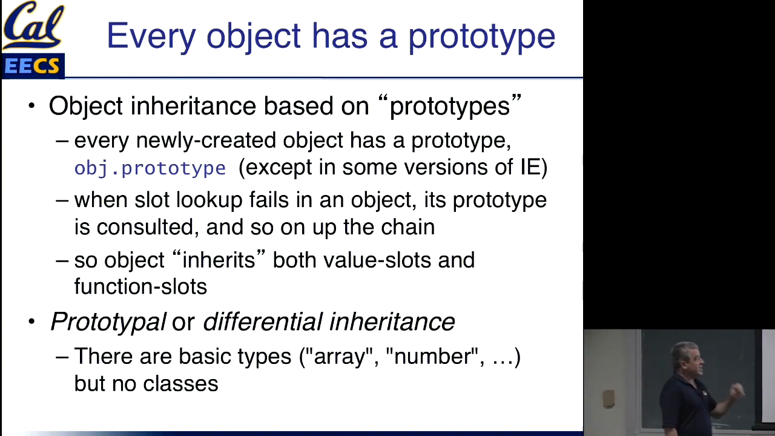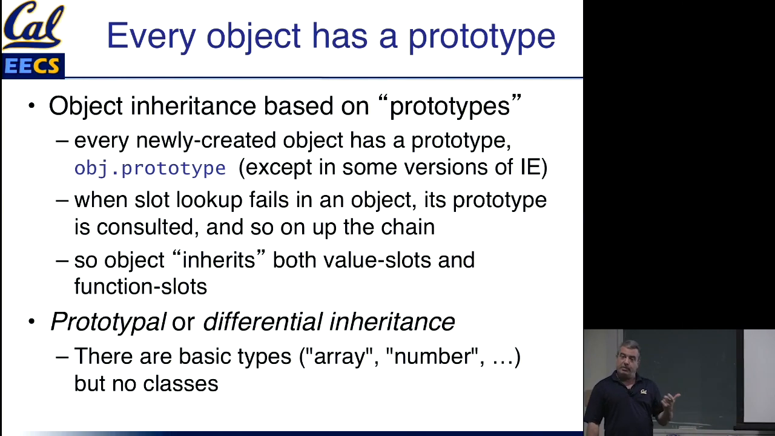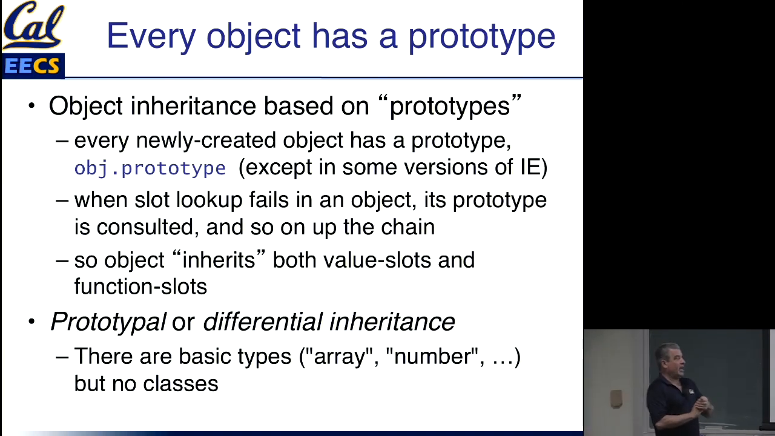The basic idea is that every object that is newly created has a prototype. If not otherwise stated, then its prototype is just the basic object, which you can think of as an empty hash. And if you try to look up a slot or dereference a property of an object, and the object doesn't have it, then its prototype is consulted, and so on up the chain.